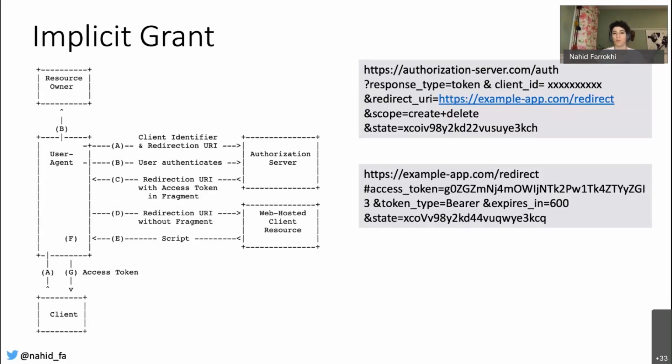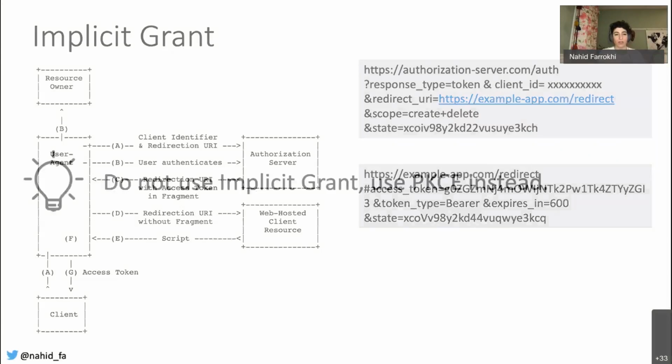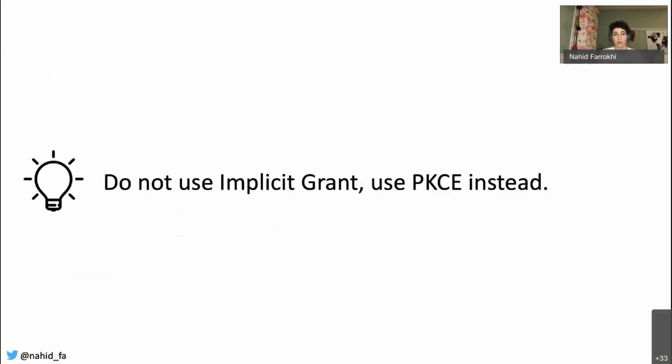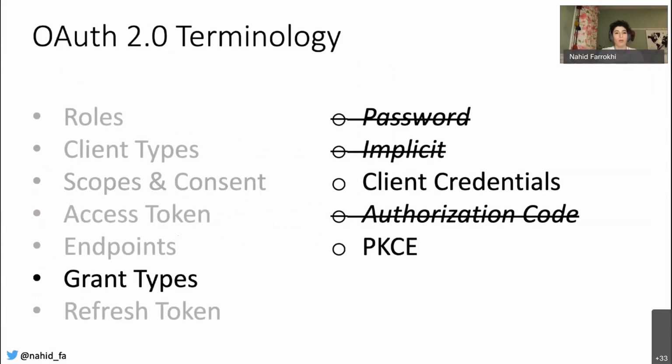But this is not the case anymore. We have CORS and the solution is there. It's not suggested to use this anymore, because now we can do AJAX calls to other domains. So that's why it is suggested to use PKCE instead. Now if we go back to the terminology, it's better to say that client credentials and PKCE are the ones to be used.